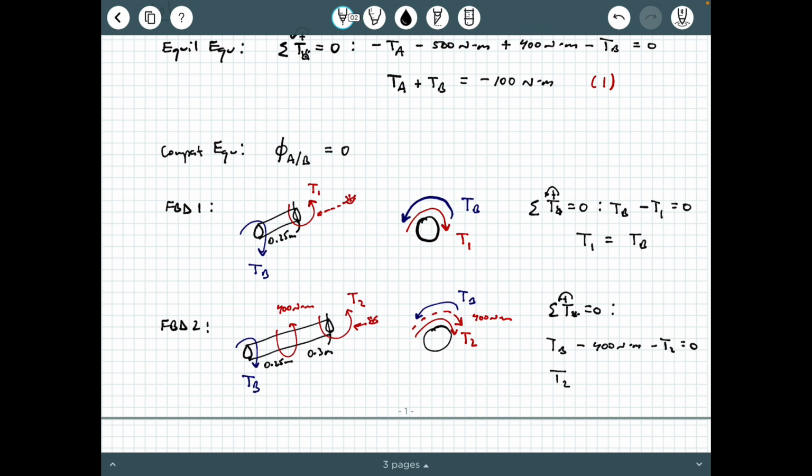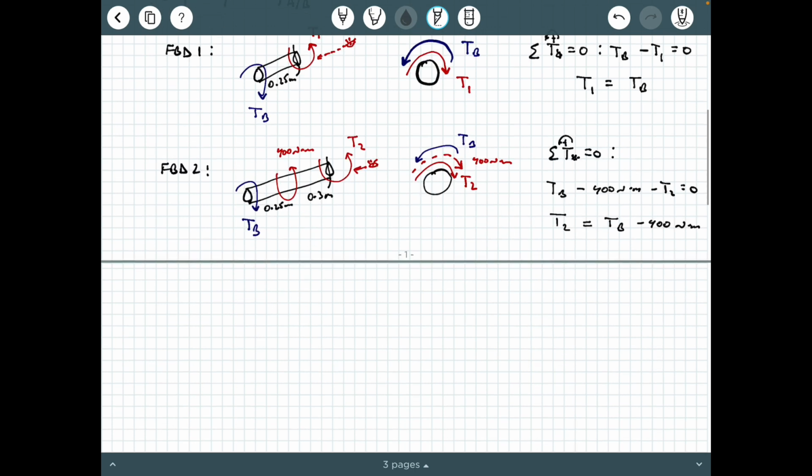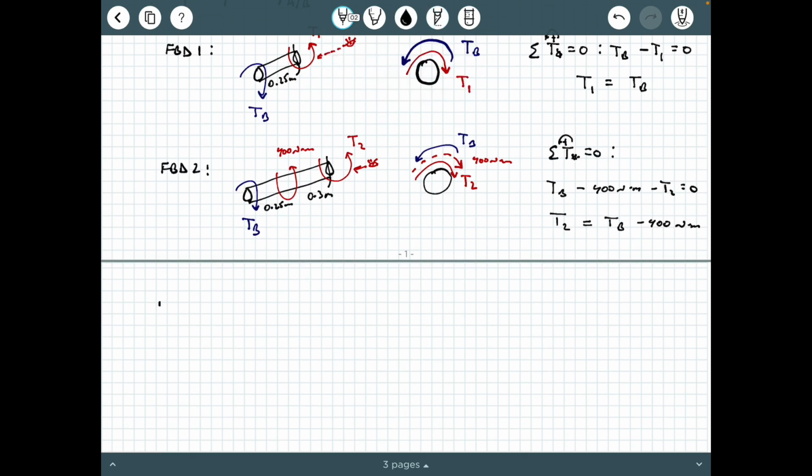And so we can get T2 as equaling TB minus 400 Newton meters. So there's T2, okay? And notice we're getting T1 and T2 in terms of TB, all right? And then finally, we can do a third one, free body diagram number 3. And here we're trying to capture that last segment, okay? And there's TB, and here's the 400 Newton meters, and then past that we have the 500 Newton meters.